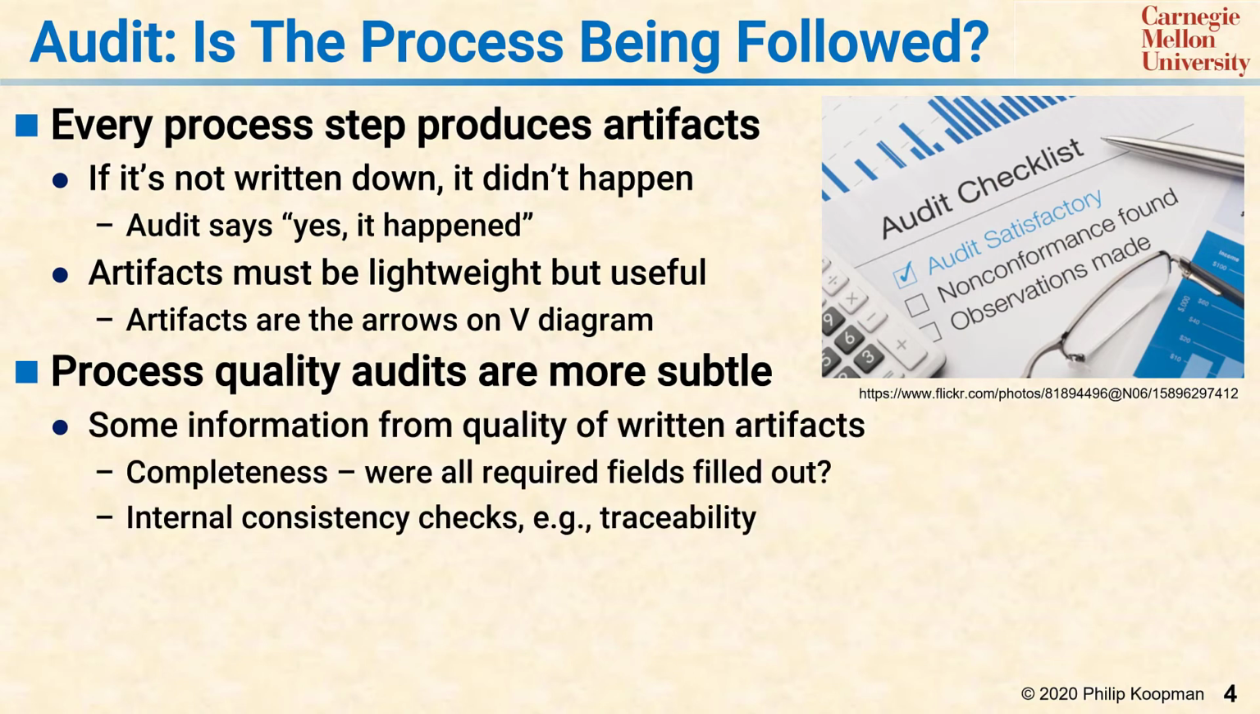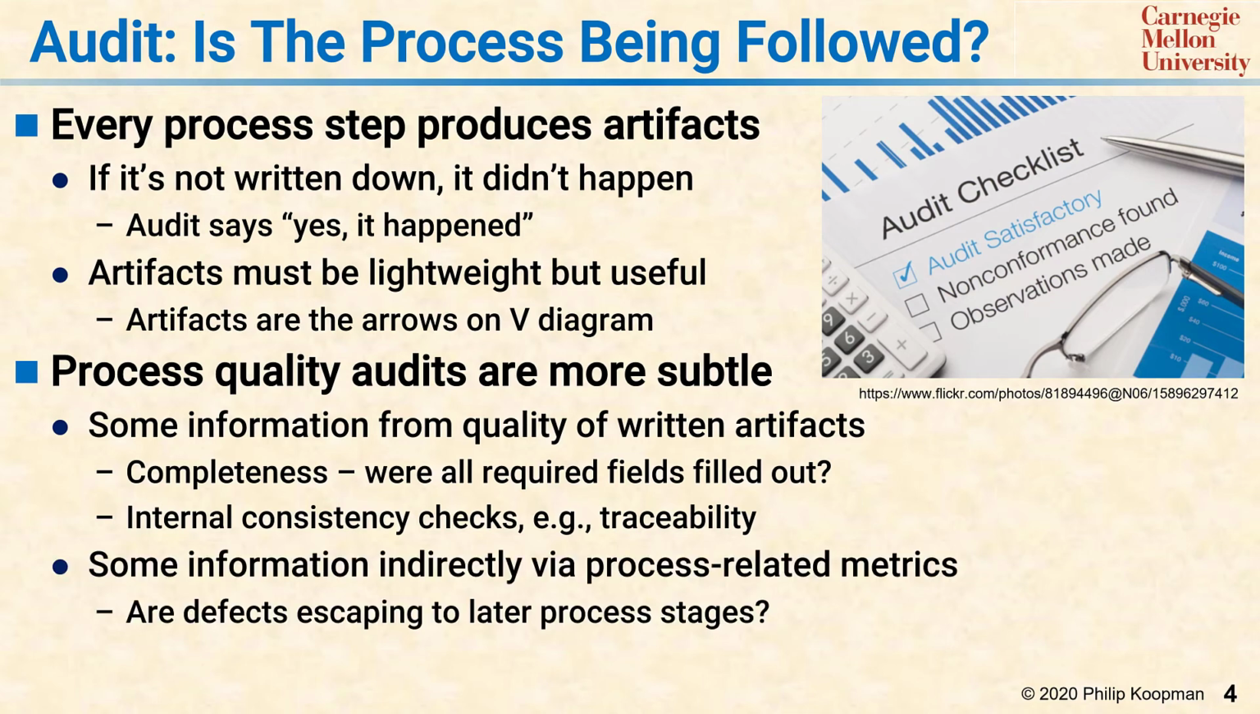You can get some information from the quality of the written artifacts, if you have a form where all the required fields are filled out and so on, but you might also do internal consistency checks and traceability. Notice that these are not deep technical evaluations, because the people who are doing the technical work are supposed to be able to do that, but rather some sanity checks. The technical people are assumed to be working in good faith, but sometimes they get busy or they get distracted or they get pressure and they skip some pieces. The point of these audits is to know whether or not they're skipping some pieces so that whatever caused that can be fixed.